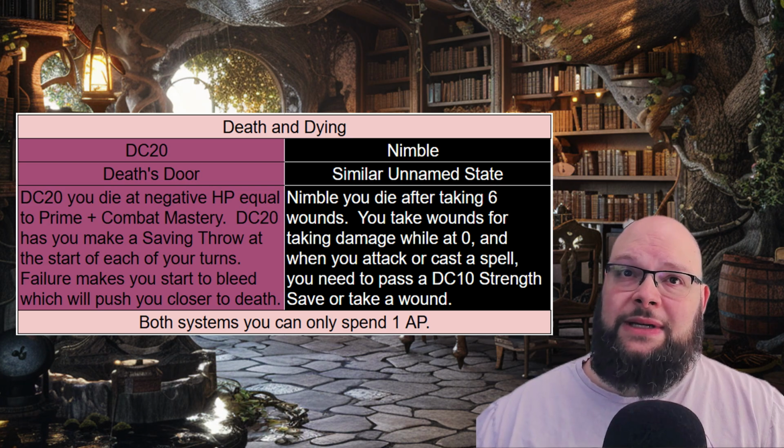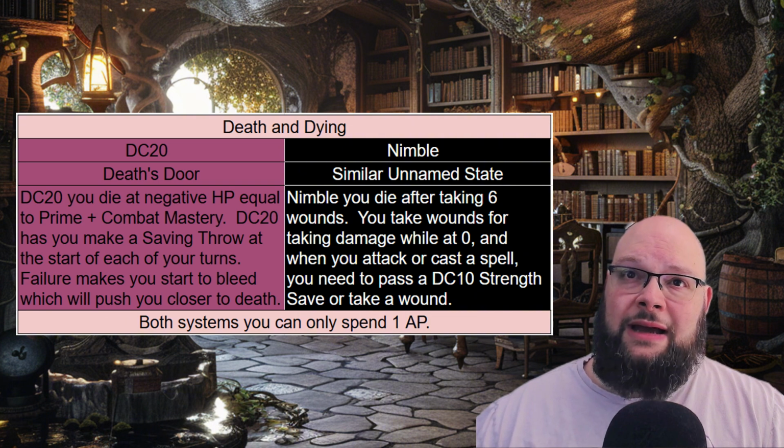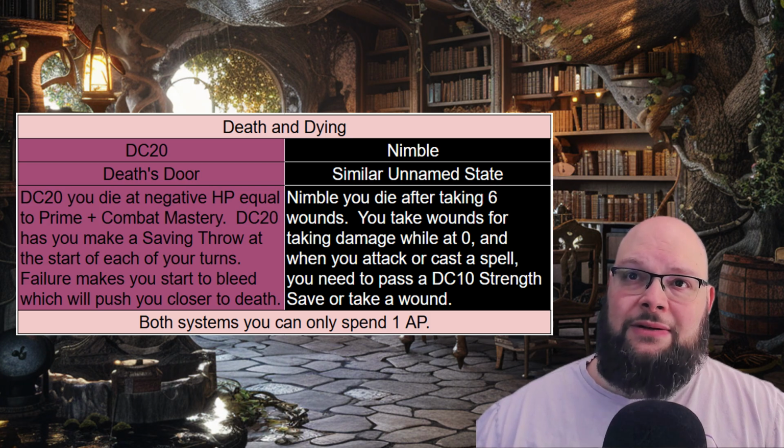DC20 has you make a saving throw at the start of each of your turns. Failure makes you start to bleed, which will push you closer to death. In Nimble, you die after you take 6 wounds. You take a wound for taking damage while at 0. When you attack or cast a spell, you need to pass a DC 10 Strength save or take a wound.